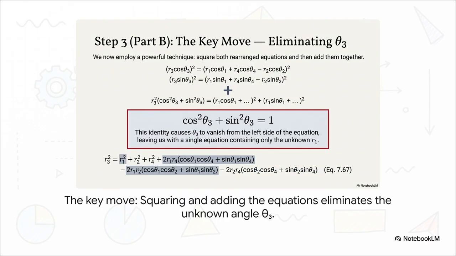And here comes the really clever part. This is the key move. We take both of our rearranged equations, we square them, and then we add them together. Now, why on earth would we do that? Well, because on the left side, we get a term that looks like r3 cosine θ3 squared plus r3 sine θ3 squared. And thanks to the Pythagorean identity, that whole big expression simplifies down to just r3 squared. And just like that, poof, our unknown angle, θ3, has completely vanished. We're now left with one big equation that only has one single unknown, r1.